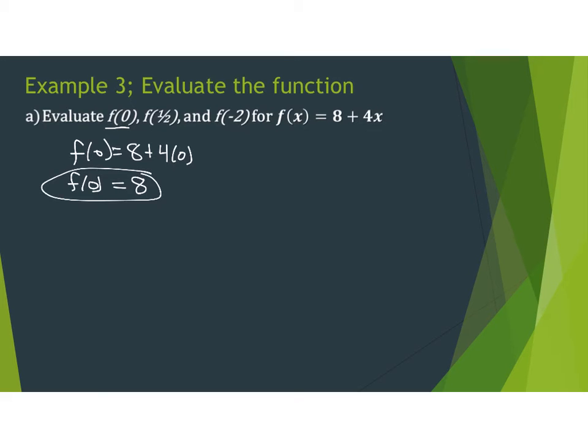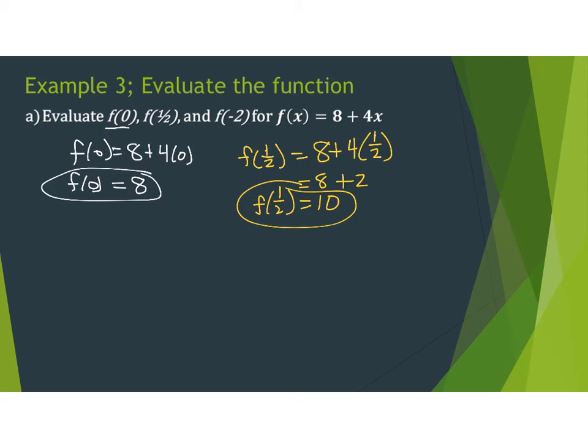Then we have the next one, which is f of 1/2. So we have to put in 1/2 for the x. So that would be 8 plus 4 times 1/2. Here we need to do order of operations. 4 times 1/2 is 2. So we have 8 plus 2, which is 10. So f of 1/2 is 10.